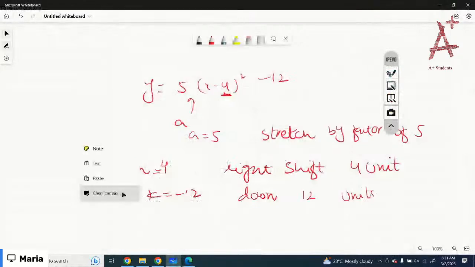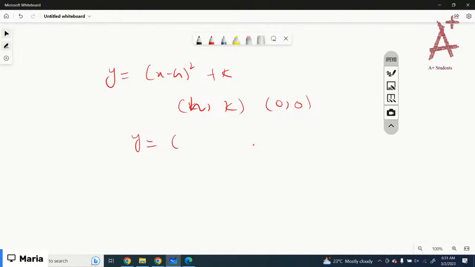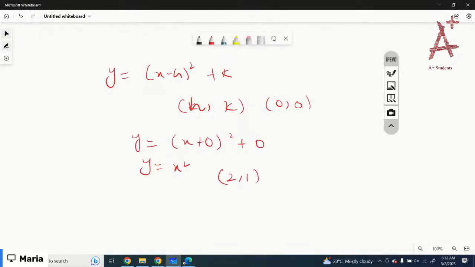The equation would be y equals a times x minus h whole square plus k. For the given graph, the vertex is 0, 0, so it would be y equals a x square. Got it? You have to calculate the value of a, so use the given point on the graph, 2, 1.